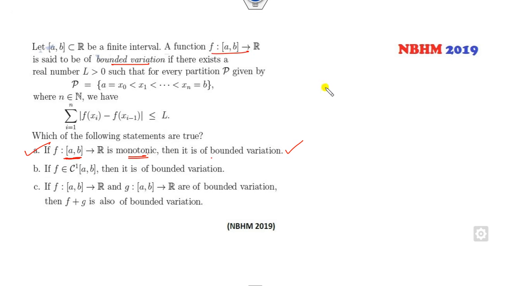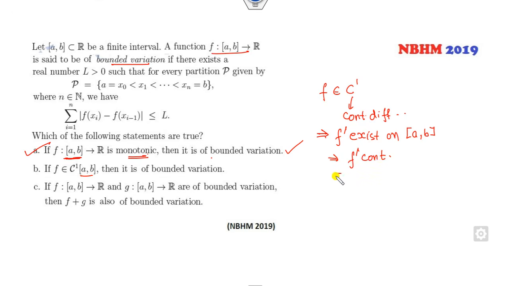F is C1. What is that? C1 is a continuously differentiable function. What does it mean? If F is continuously differentiable, it means F dash exists on the closed interval [a, b]. What does it mean? F dash is continuous. If F dash is continuous, it means F satisfies the Lipschitz condition. So it's a Lipschitz condition. Hence, it is of bounded variation.